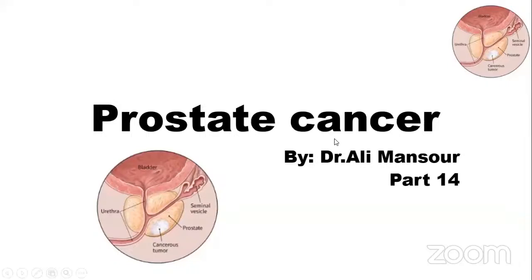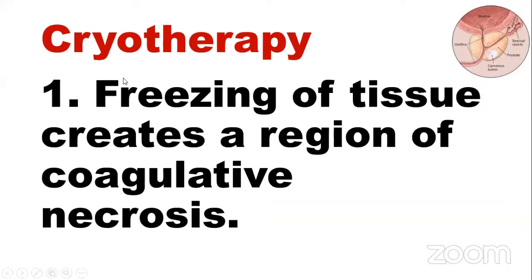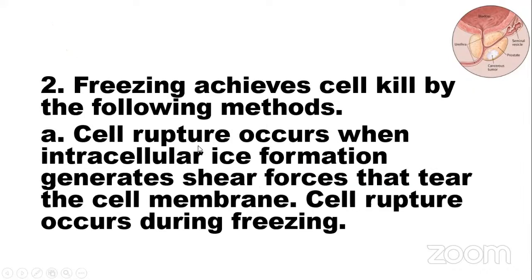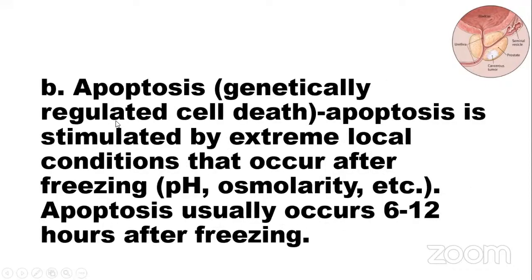All right, we will go to the prostate cancer part 14. You speak about cryotherapy. The cryotherapy, freezing of tissue, creates a region of coagulative necrosis. Freezing kills cells by the following methods. Cell rupture occurs when intracellular ice formation generates shear forces that tear the cell membrane. Cell rupture occurs during freezing.